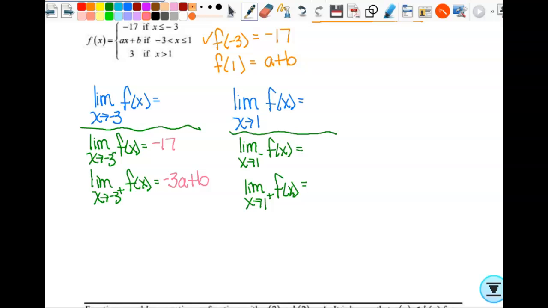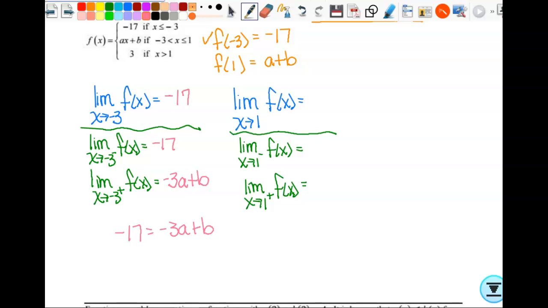Don't haunt me on an Algebra 1 type situation. Okay. So what I want is for this limit, these two need to be equal because I already have a number here. It needs to equal -17, right? So that means that -17 has to equal -3a plus b. Yes? Okay. We'll come back to that because we have two variables.